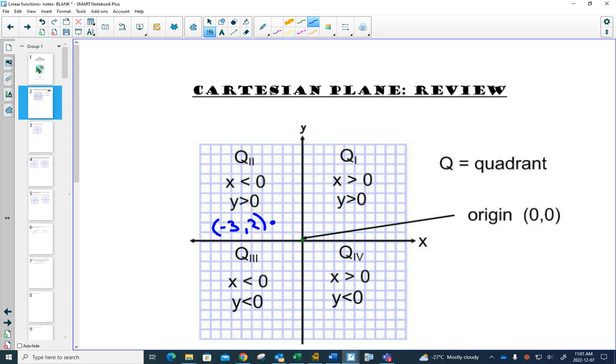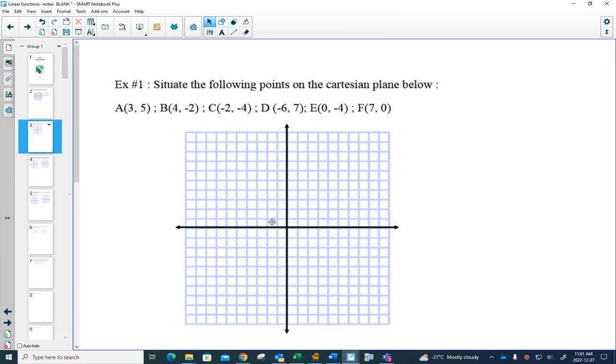So does it make sense that everything in quadrant 2, the x value would be less than 0, and the y value would be bigger than 0? So that's what this is, just reviewing your 4 quadrants. Not too bad. How to label points. So, take some time. I will give you a 30-second head start to label A, B, C, D, E, and F.